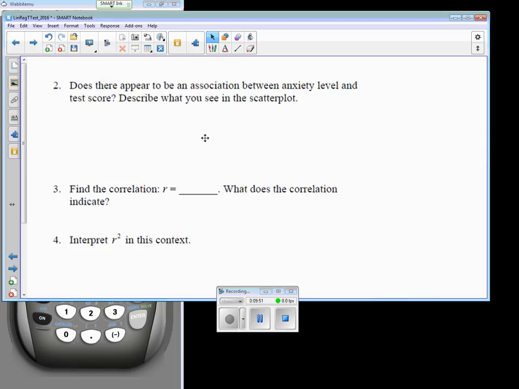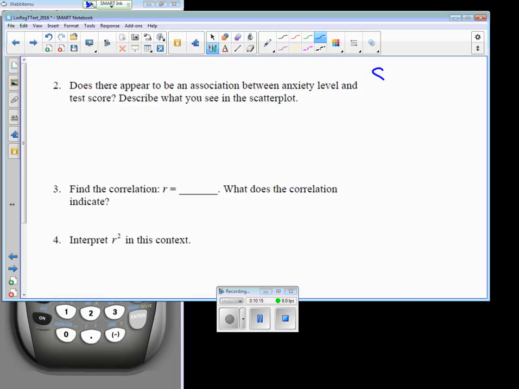I'm sorry, question 2. Let's do question 2 too. Does there appear to be an association between anxiety level and test score? Describe what you see in the scatter plot. How do I describe bivariate data? There's 3 things you need to say. Do you remember what it is? Strength, direction, shape.